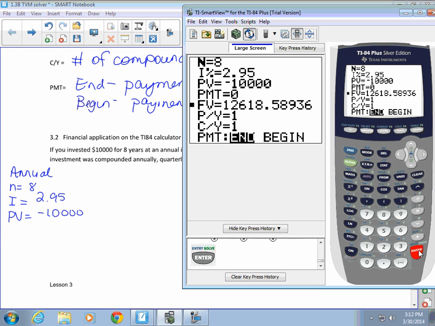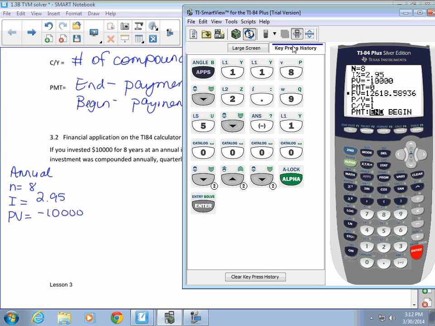$12,618.59. I can't get my keypad going there. So keypad, your key press history. The key here is, once I've entered all of these things, go back to future value.